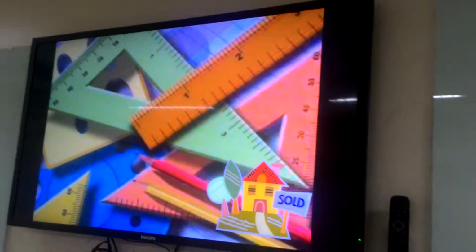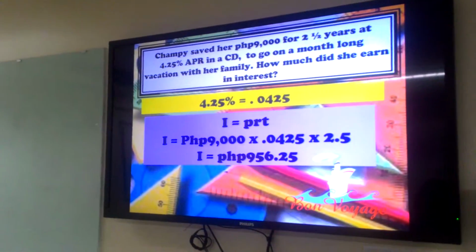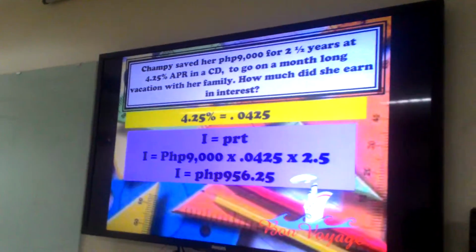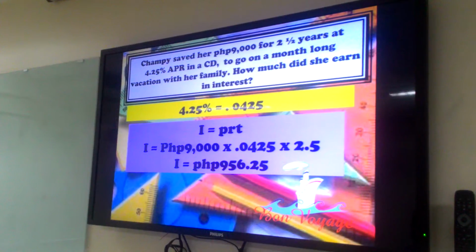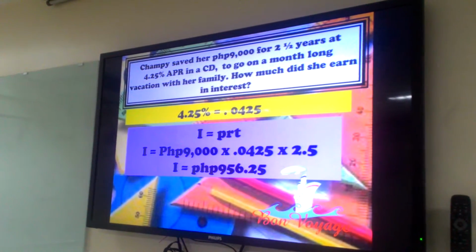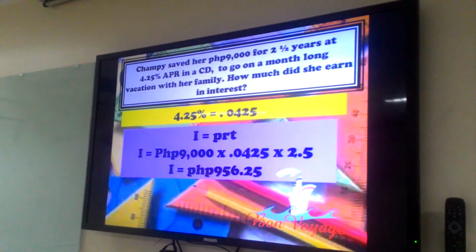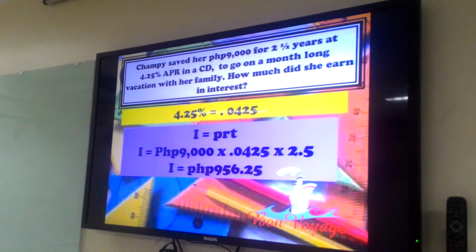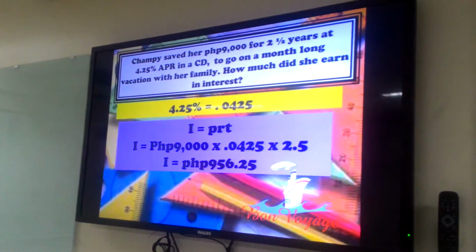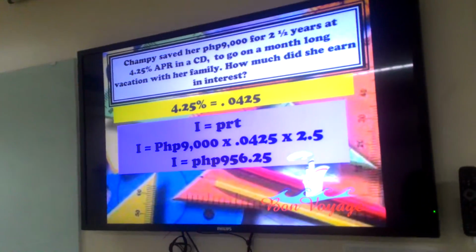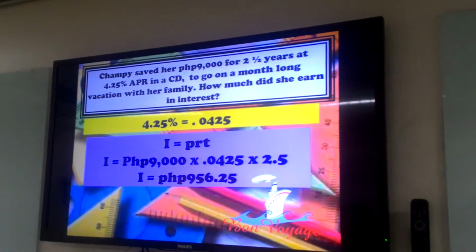And I have here another example. Champy saved her $9,000 for 2.5 years at 4.25% APR in a city to go on a month-long vacation with her family. How much did she earn in interest? Again, to solve with the percent, we have to transpose it into a decimal. So 4.25% equals 0.0425. Then to get the interest, you take the principal amount of 9,000 times 0.0425 times 2.5 equals 956 times 0.25.